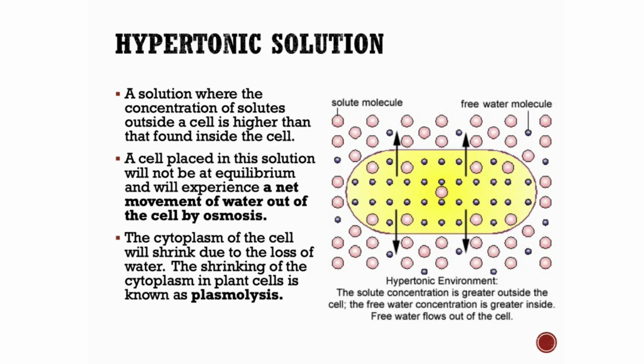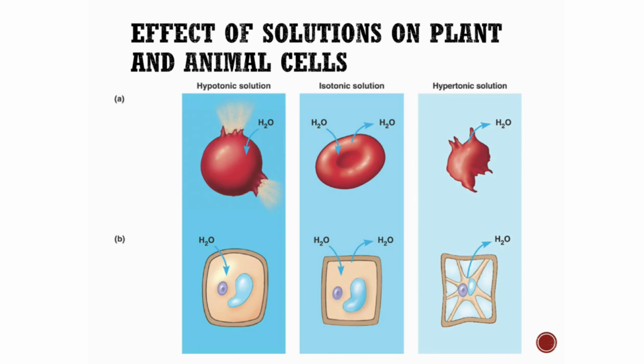Because the external environment has a higher concentration of solute than the inside of the cell, the inside of the cell will give out water and so it will lose water. The free water flows out of the cell, which we call a hypertonic solution. So the isotonic solution is like that: nothing happens. The outside and inside environments have the same water concentration.